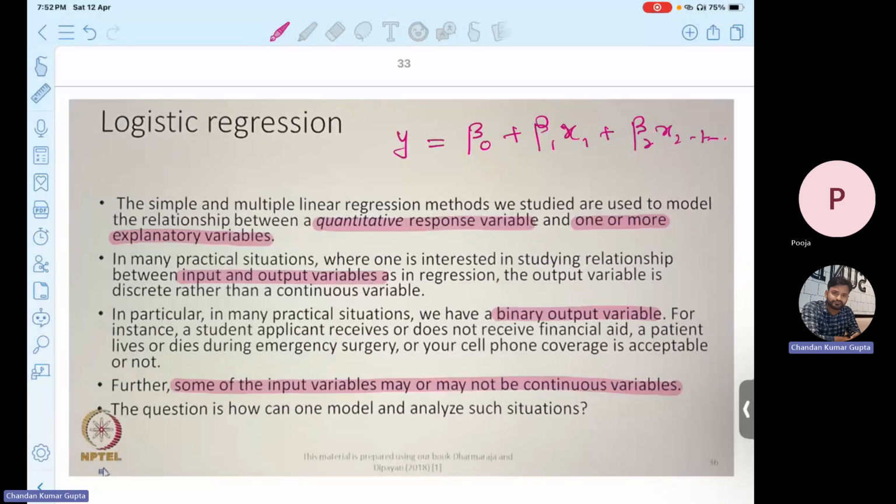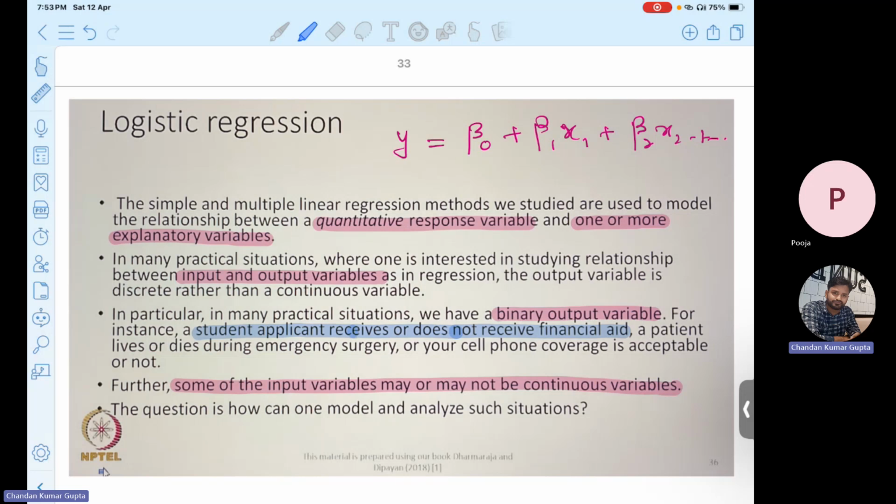Now in many practical situations, one may be interested in studying the relationship between the input and output variables, which may be continuous or discrete in nature. In particular, many practical situations arise where we have a binary output variable. For example, an applicant receives or does not receive financial aid. Either he receives financial aid from a college or somewhere, or he does not receive it.